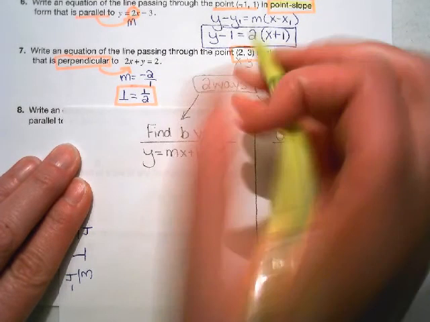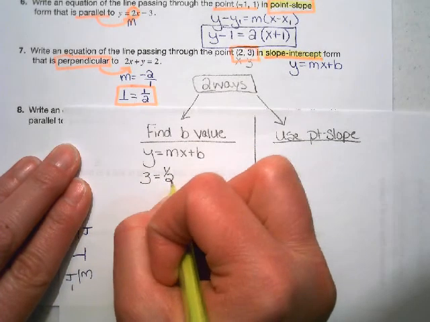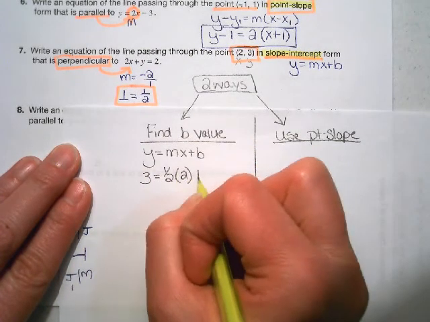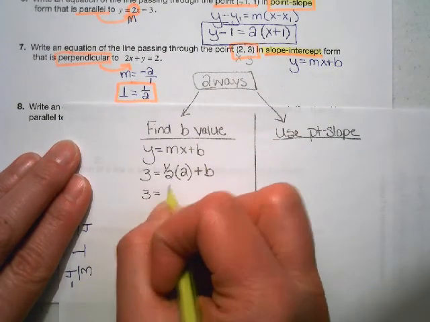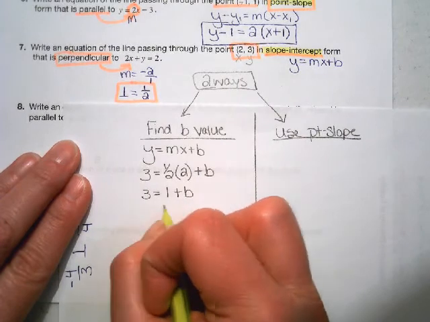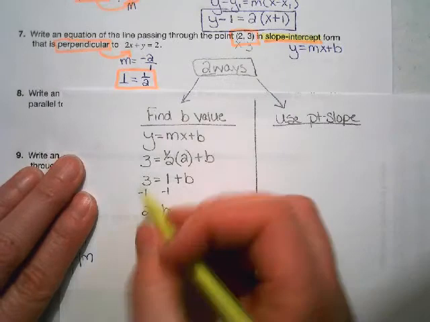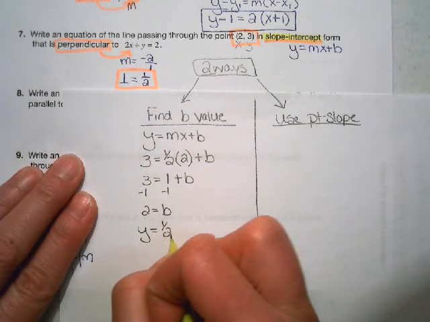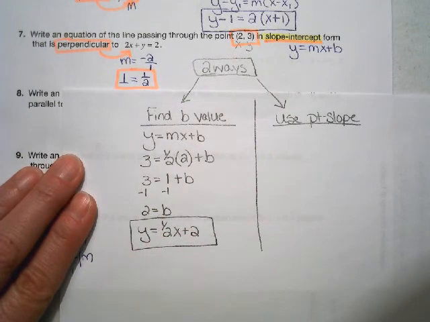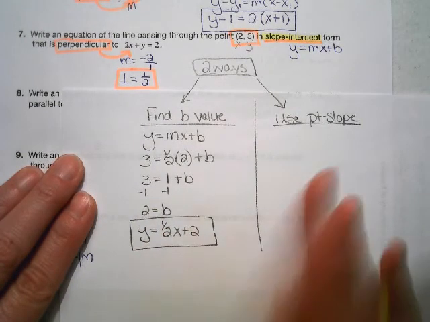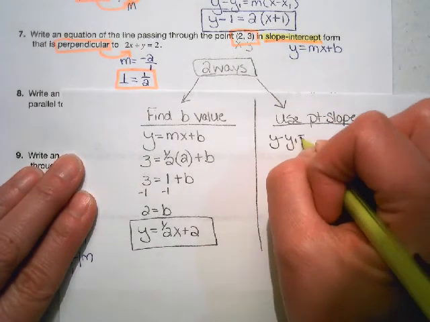If we're going to get the b value, we're going to actually use slope-intercept right off the bat. And what we're going to do is plug in our x and our y and our slope. So we have y, we have slope, and we have x, and we're going to calculate the intercept. So if we work this out, half of 2 is 1, we subtract the 1, and we get our intercept. Once we have the intercept, we use our slope and our intercept, and that is our answer.